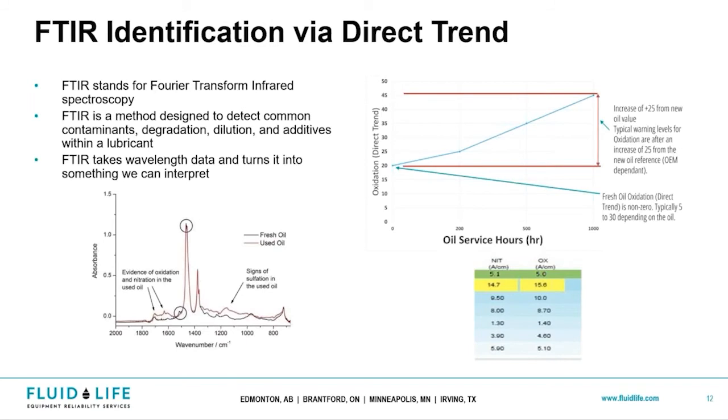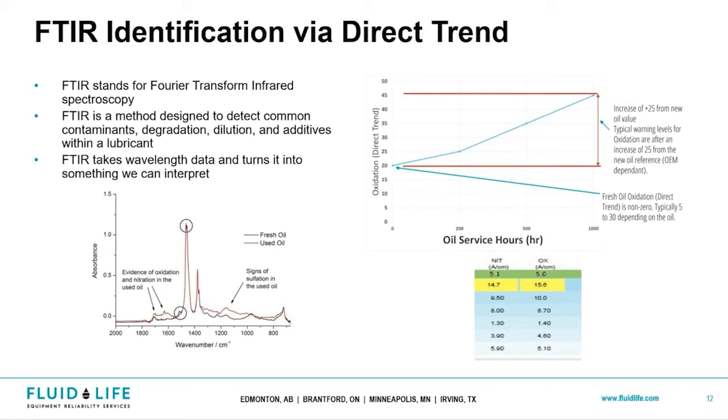So FTIR is basically Fourier transform infrared spectroscopy. It's a method designed to detect common contaminants, degradation of your lubricant, dilution, and additives. Essentially, the FTIR is taking a wavelength and turning it into something that we could actually interpret and use, right?